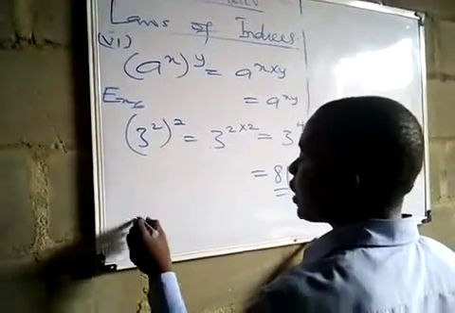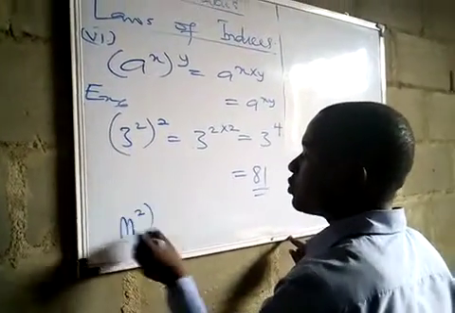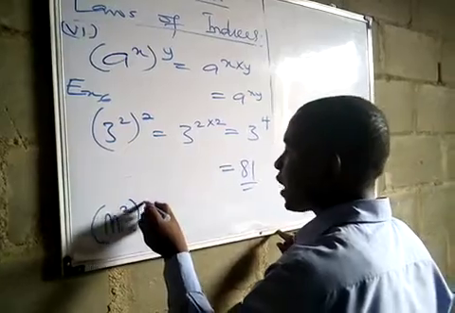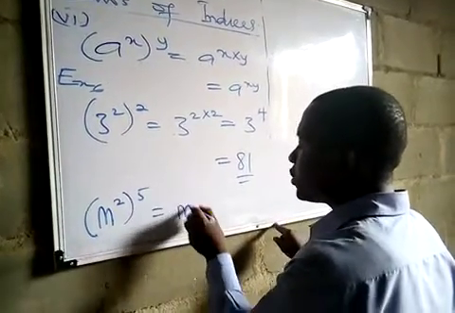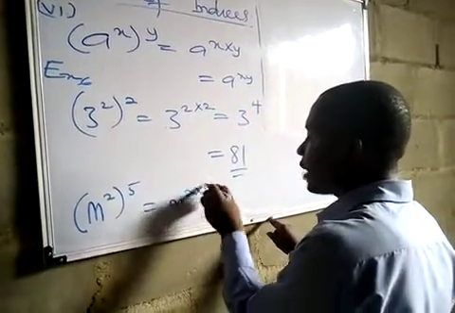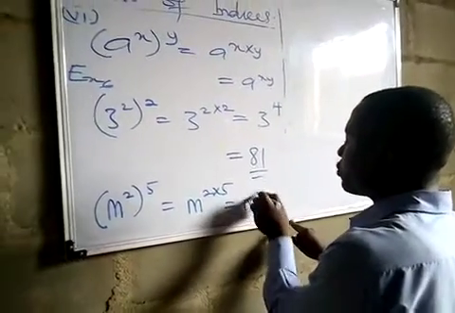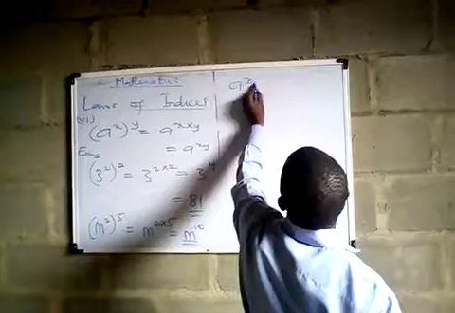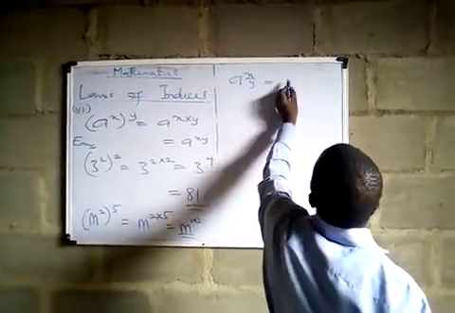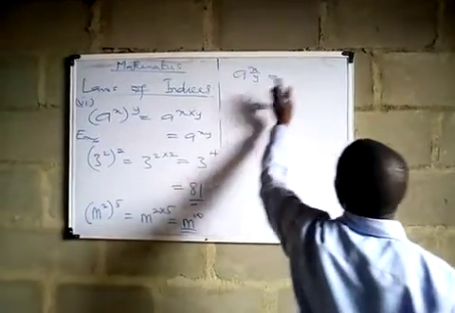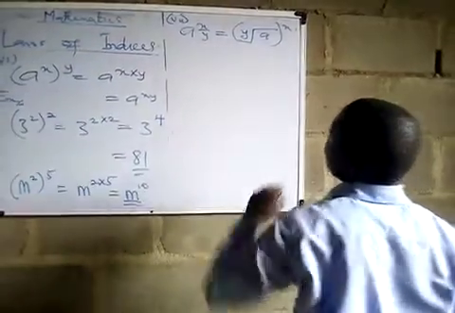So if you have m raised to the power 2 raised to the power of 5, that gives us m raised to the power of 2 times 5, which is equal to m raised to the power of 10. That is what you have for x all over y. It's the same thing as what? This one is the fractions law of x. That is what you are going to have.